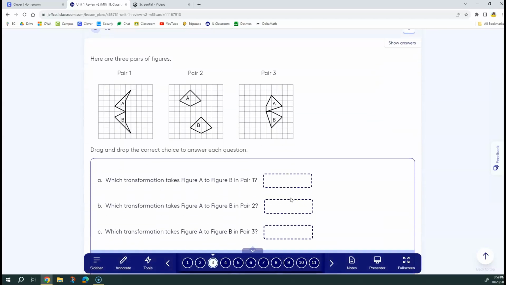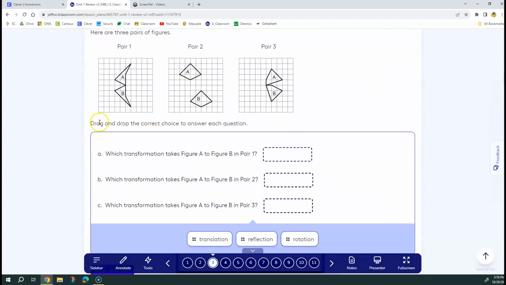Number 3. Here are 3 pairs of figures. Drag and drop the correct choice to answer each question. Which transformation takes figure A to figure B in pair 1? So here's pair 1. I've got the translation, reflection, or rotation.